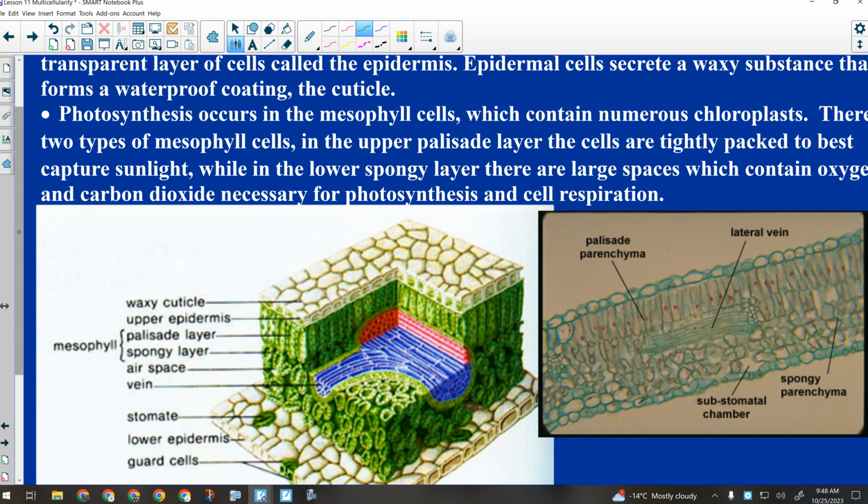The top and bottom layers are called the epidermis, which is another name for skin, or outer covering. Essentially, this is like the skin of the plant. Its job is to secrete a waxy material that coats and seals the leaf. What does that prevent? Water from entering, and more importantly, water from leaving.